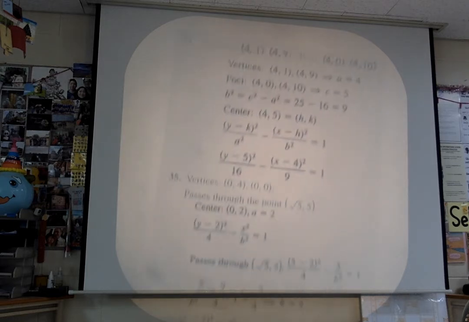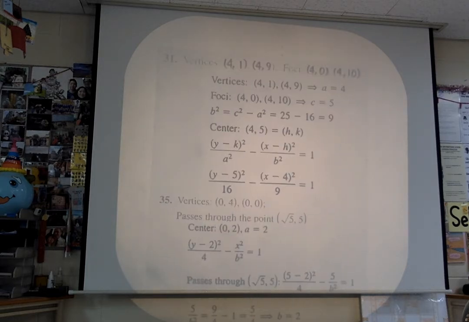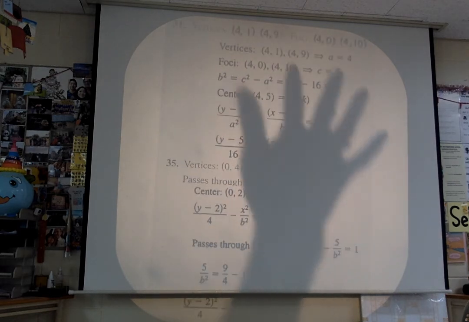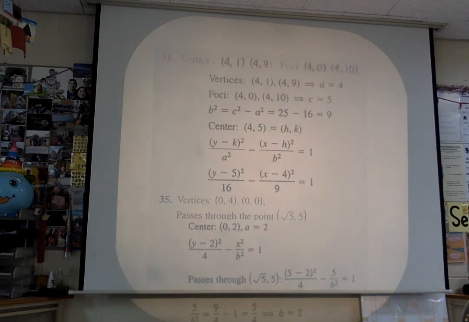I've also provided some worked out solutions for you for number 31 and 35. Given foci, given a point it passes through. See if you can actually work these out and understand that. Okay? It's provided for you.